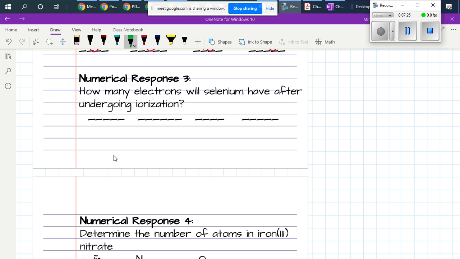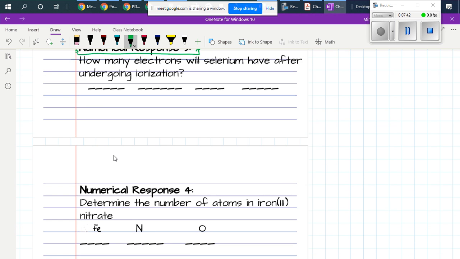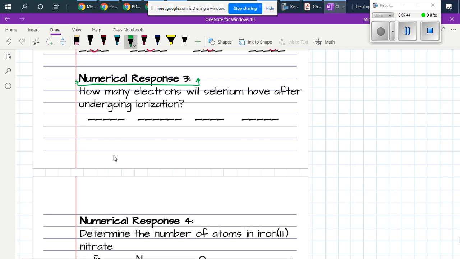Let's move now to numerical response number 3. How many electrons will selenium have after undergoing ionization? Remember what we said about ionization? That is the process in which atoms are losing or gaining electrons. In this case, we are talking about selenium. So the question will be, is it losing or is it gaining electrons on the chart?